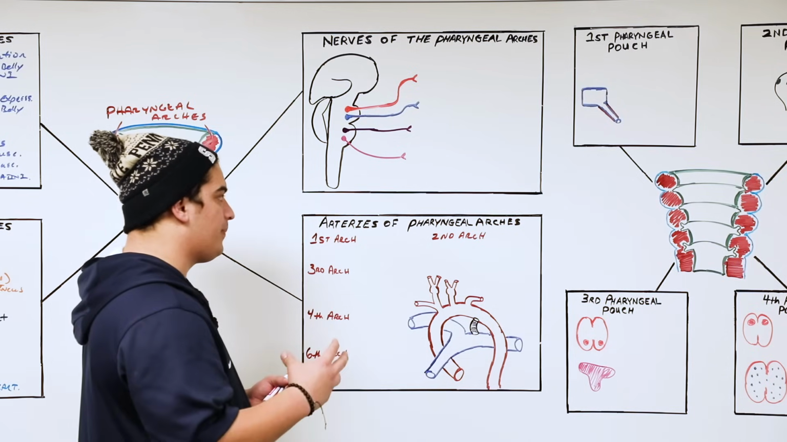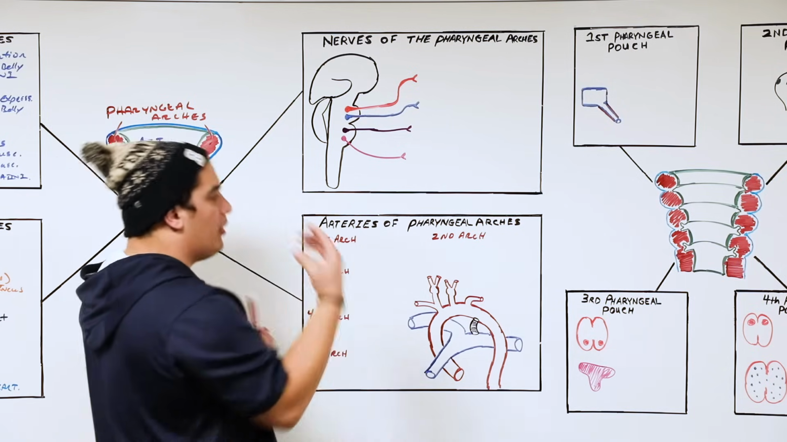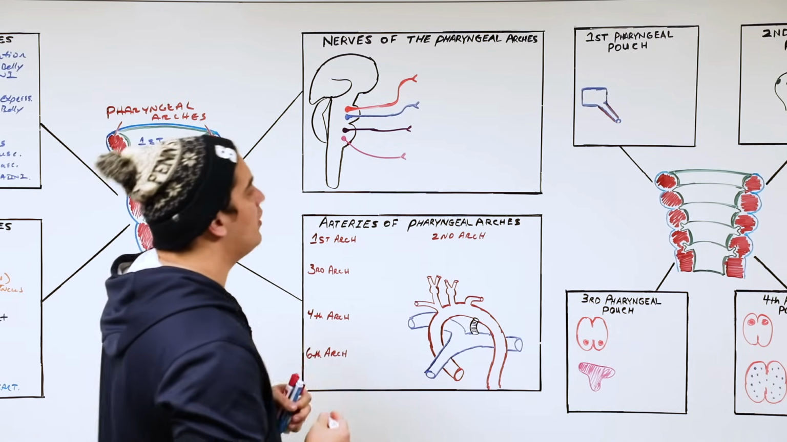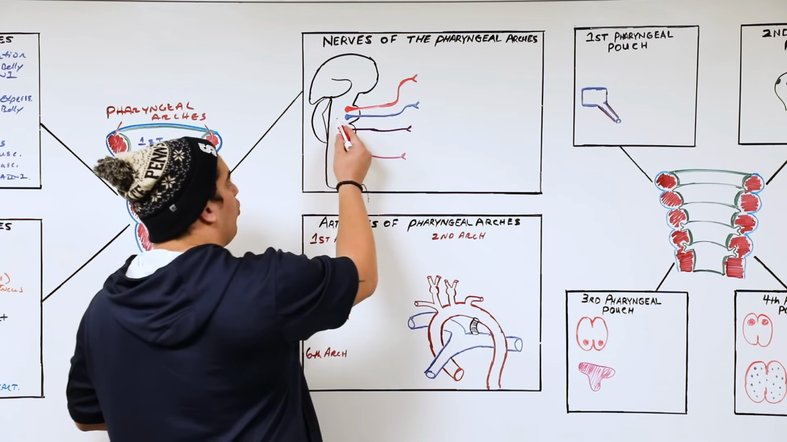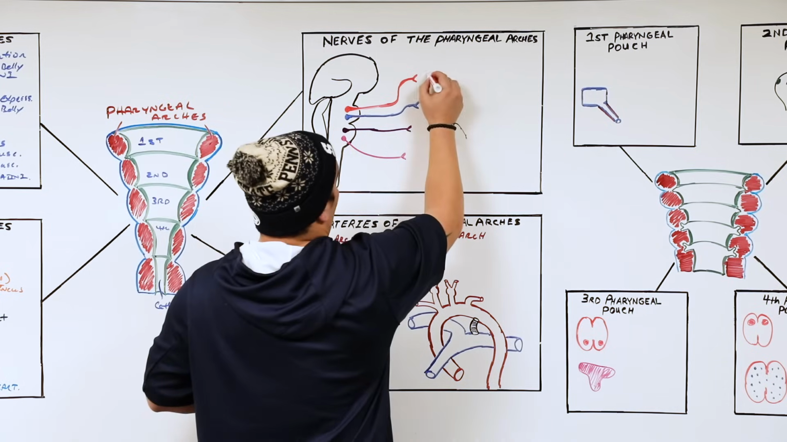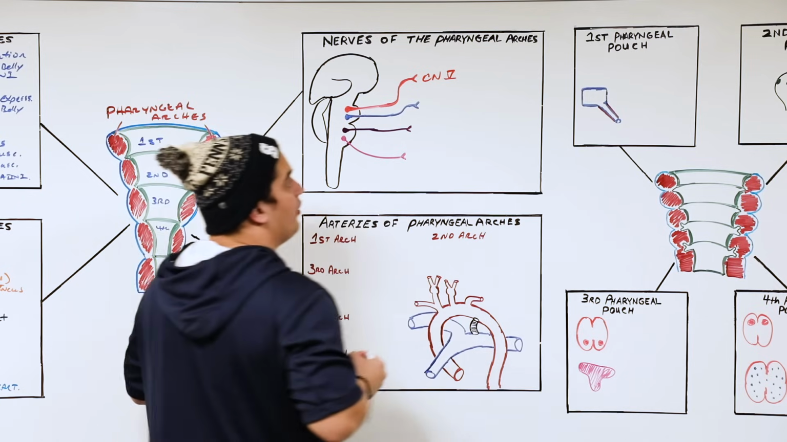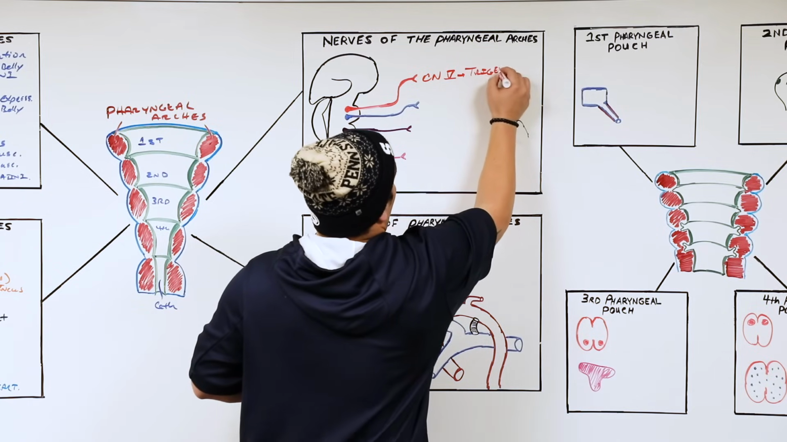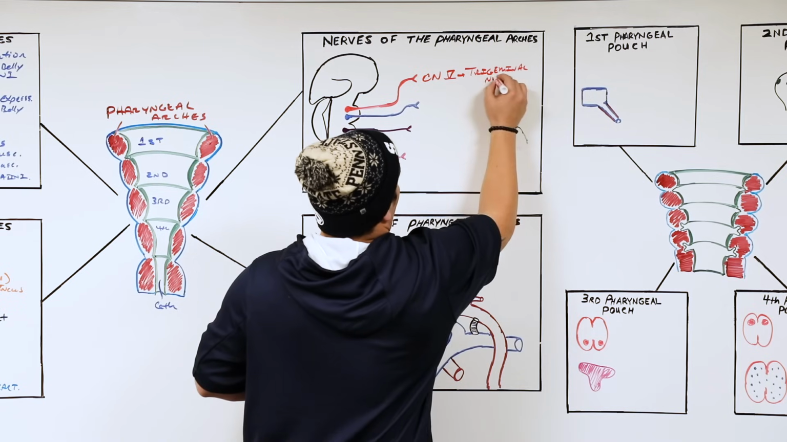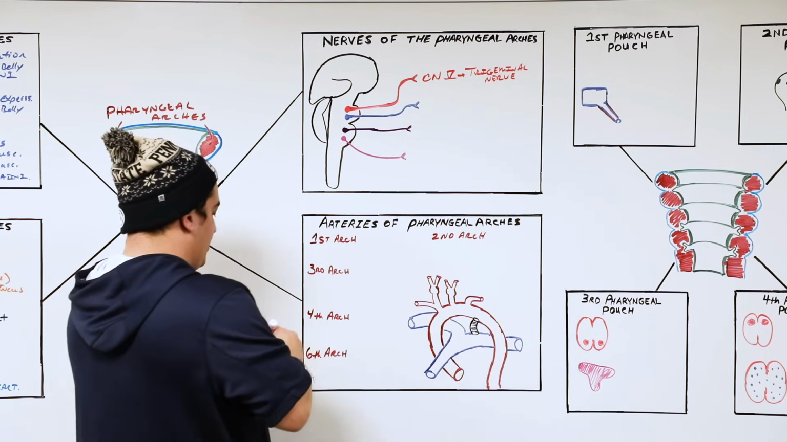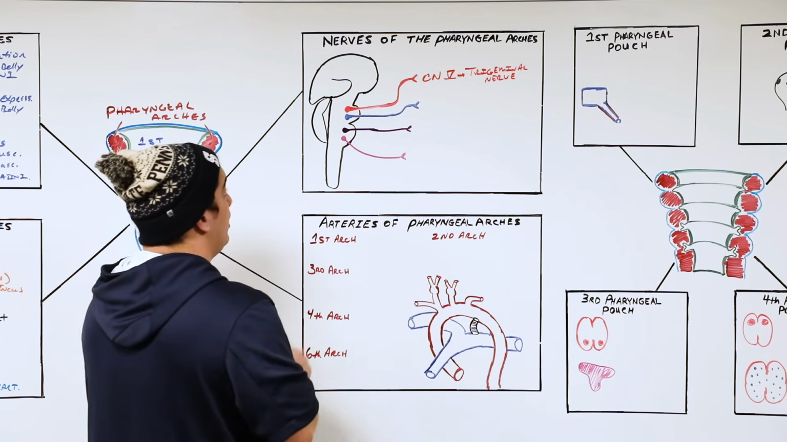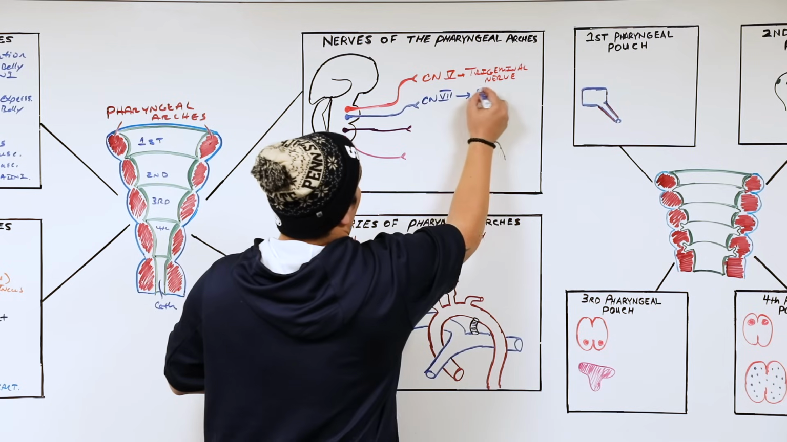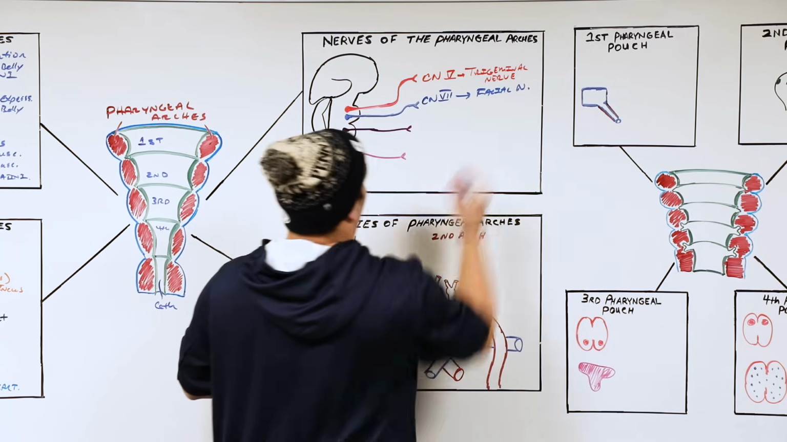So what nerves are going to be supplying the particular regions that are going to be derived from the pharyngeal arches? If we look at the nerves that are going to be derived here, the first one, from the first arch, is going to be cranial nerve 5. You know what cranial nerve 5 is? This is the trigeminal nerve. The next one here, which is going to be supplying the second pharyngeal arch, is cranial nerve 7. And cranial nerve 7 is the facial nerve, right?